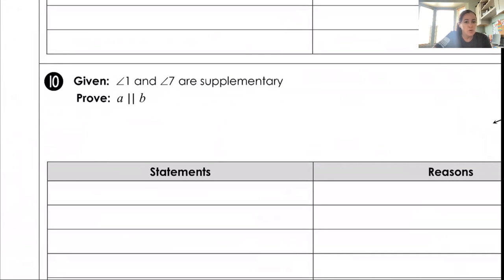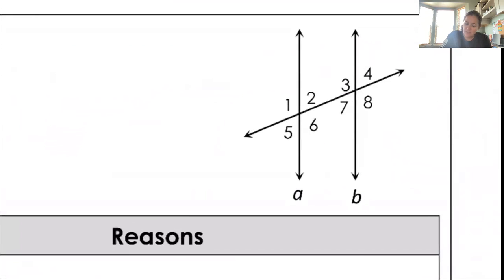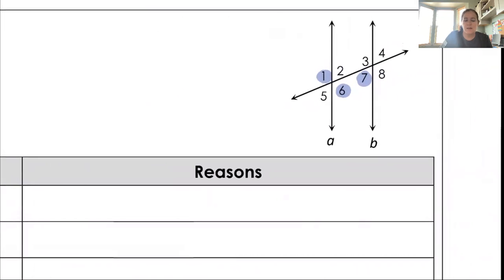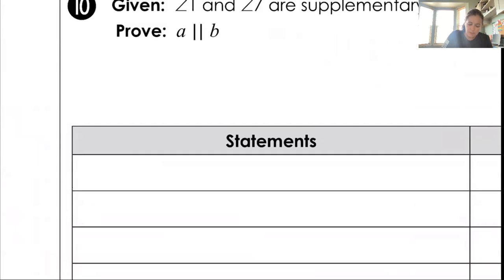All right, number 10, 1 and 7 are supplementary. So let's take a look at that. 1 and 7 are supplementary. Well, looks like 1 and 6 are vertical, so they're going to be congruent. So then I can say 6 and 7 are supplementary. I'm going to do some substitution because I'm going to have to substitute in a 6 in place of a 1. So I'm going to have to use my definition of congruence for that substitution. If I can say that 6 and 7 are supplementary, then I can say the lines are parallel because they're consecutive interior. All right, so let's take a look.